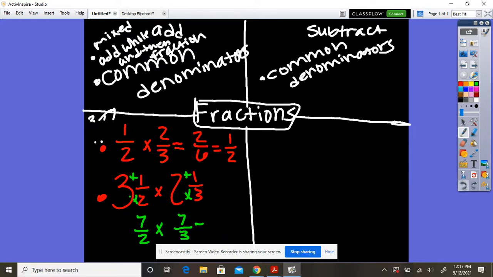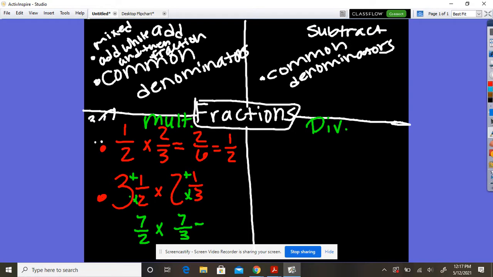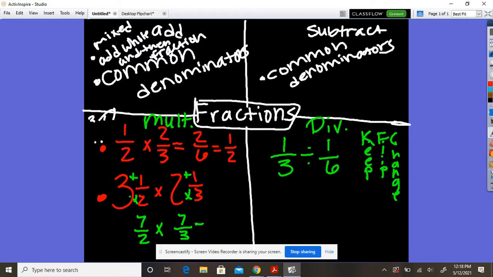Next, we're going to look at dividing fractions. So this was multiplying. Next is dividing. So when we divide fractions, we need to remember KFC. So I'm going to show you with two fractions. If I have 1/3 divided by 1/6, my steps for our KFC, which are keep, flip, change. And this is only for dividing fractions. You do not do this with multiplying. So dividing fractions, I'm going to keep the first one, flip the second one, so that becomes 6/1, and change the sign from division to multiplication. So now I can multiply straight across. 1 times 6 is 6, 3 times 1 is 3.